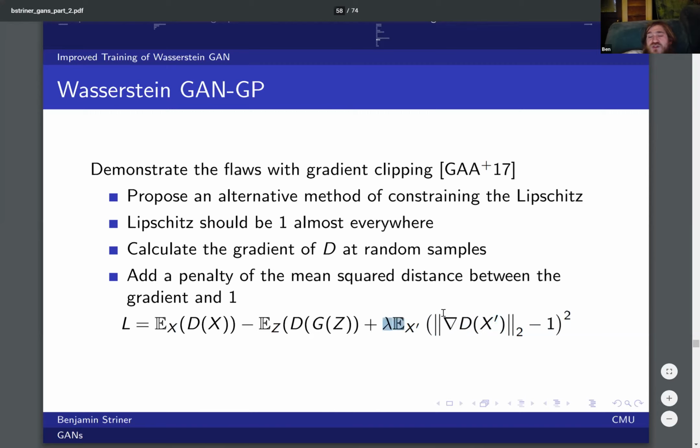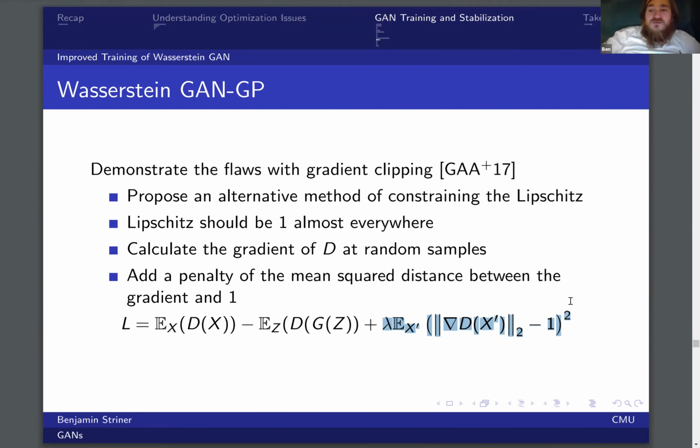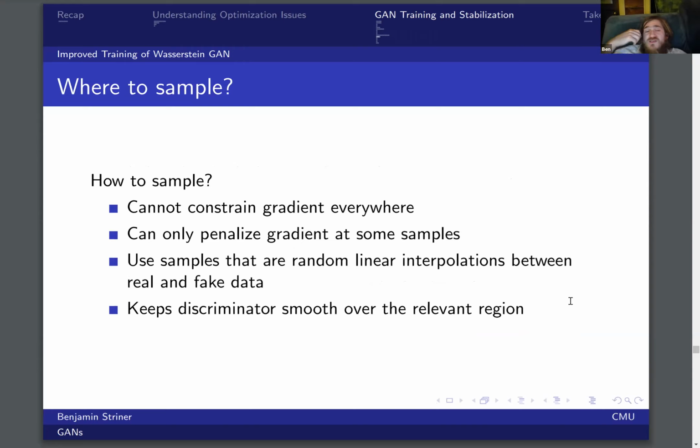So that's exactly what we want. The problem is we're just doing an expectation. So I can't tell you for sure the Lipschitz is 1 in this function, but I can sample the function at different points, and I can regularize any time that it's not 1, and that can get the gradient near 1 at most places. And that's practically speaking good enough for a GAN. And the trick here is, where do you want to sample? I need to sample random points, and at those random points, I want the Lipschitz to be about 1.